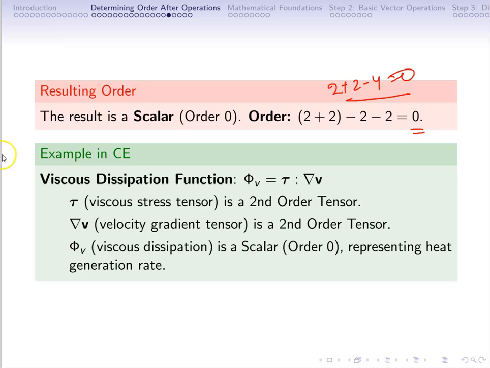So the viscous dissipation equation, phi_v equals tau double dot product del v. Here tau is a second order tensor and del v is a vector times a vector, so that is an order 2 tensor. So 2 plus 2, and because of the double dot product, minus 4, so that is 0. So tau, the viscous stress tensor, is a second order tensor, Nabla v, the velocity gradient tensor, is a second order tensor, and phi_v, the viscous dissipation, is a scalar, order 0, representing the heat generation rate.